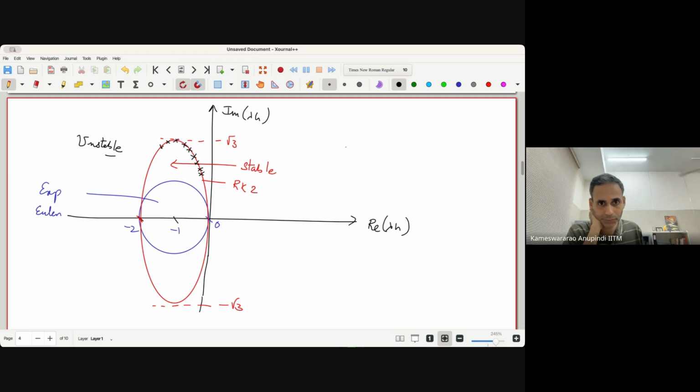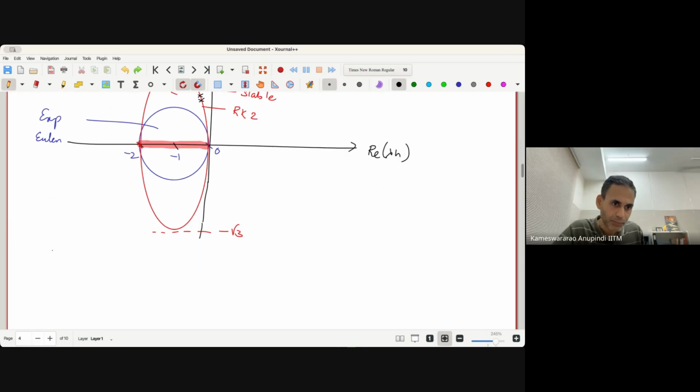So what do we see? We see that RK2 has a larger stability region than explicit Euler. Although for real numbers, the explicit Euler and RK2 have pretty much the same stability region. That is this much only. Whereas for other complex numbers, we see that RK2 is much more stable because it has this much coverage. This is the entire region where it is stable for RK2, which was not the case for explicit Euler.